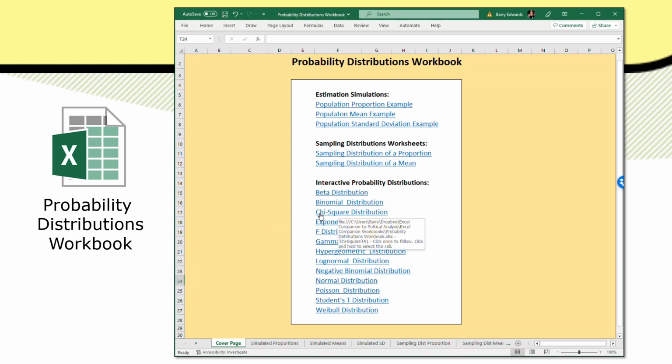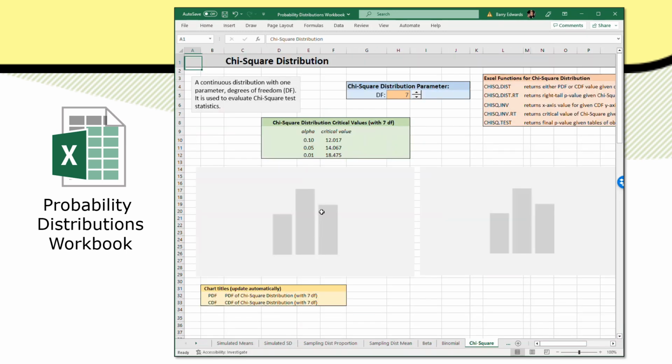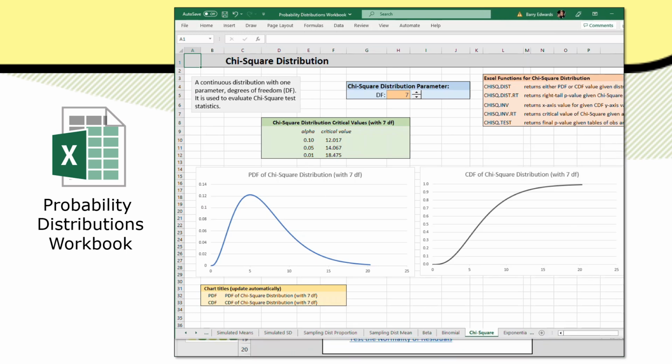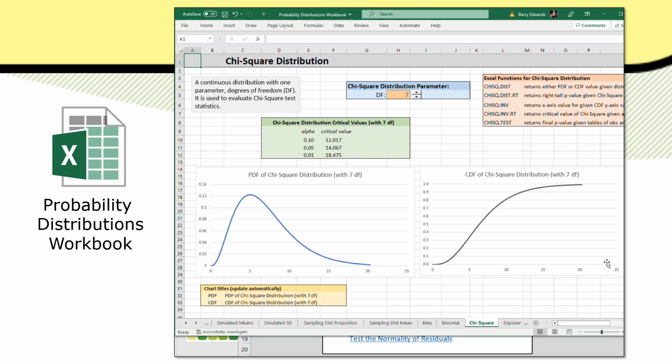This is the chi-square distribution, and the chi-square distribution is one that is talked about in at least one chapter in the text, where we use the chi-square test of independence, and that generates a test statistic, and that test statistic is compared to this chi-square distribution. And so with this workbook, you can see what this looks like. You have these two views of it here. You have the PDF, the probability density function, and a CDF, the cumulative density function, and you can see these shapes. It's an interesting shape here, not exactly symmetrical.